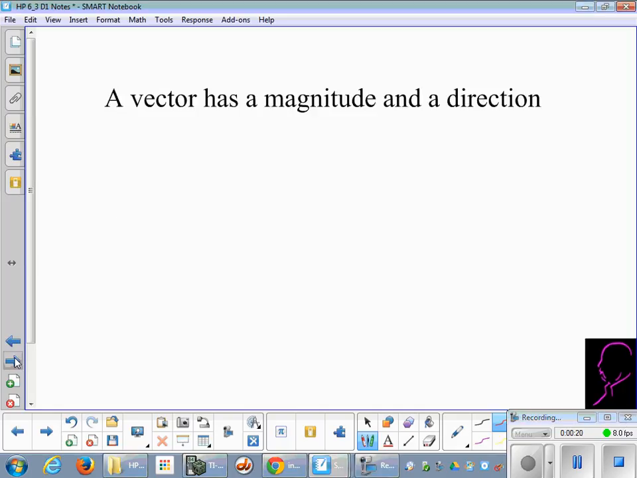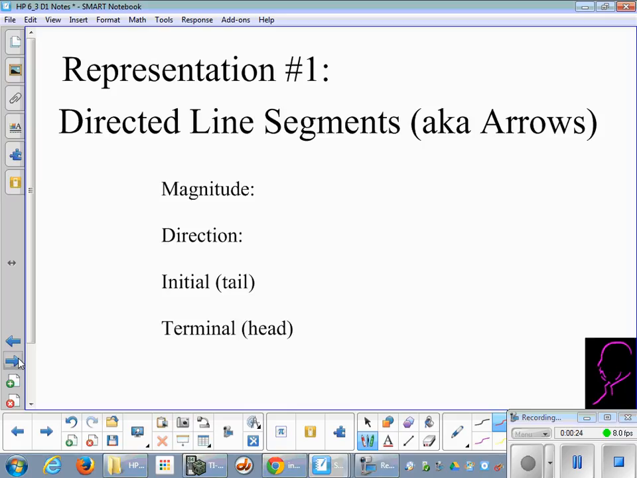We know the definition of a vector. A vector is a quantity that has magnitude and direction. The first representation is an arrow. We talked about that in the previous video. The book is not going to call them arrows. They're going to call them directed line segments. Please don't let that confuse you.